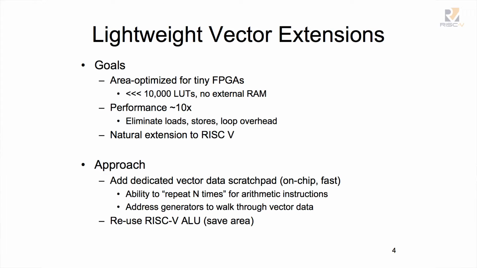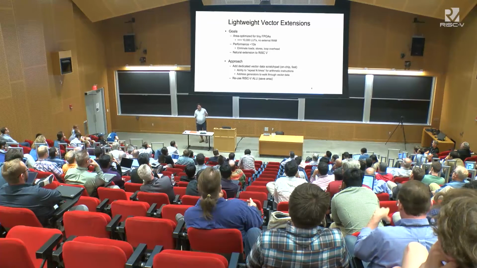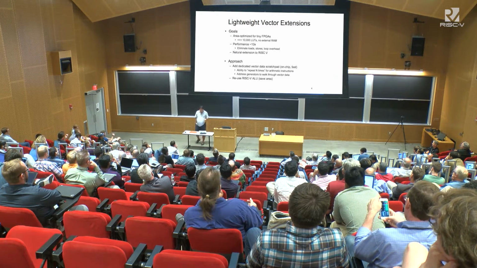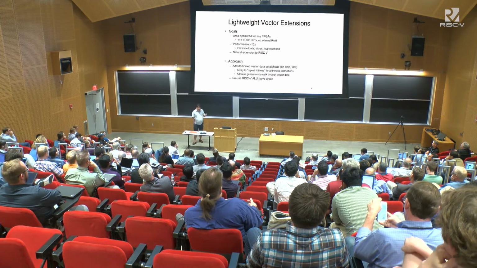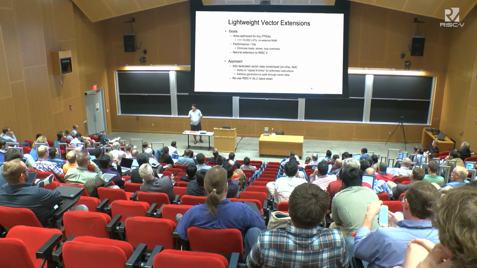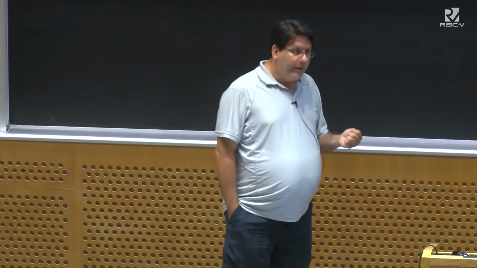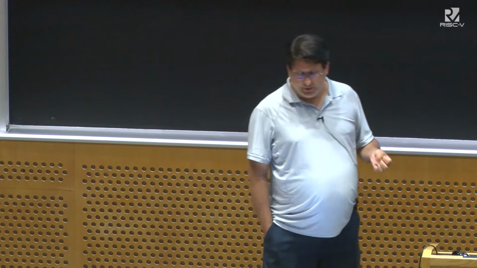So for the vector extensions, we have a number of goals. The first and foremost is that we're trying to produce lightweight vector extensions. So we want it to be area optimized for tiny FPGAs like that Lattice chip. I mean significantly less than 10,000 lookup tables in total. And we're not going to concern ourselves with using external DRAM or anything. This is for tiny embedded systems. We're going to set a goal of about 10x for performance, and we're going to do this not by parallelism, but mostly by eliminating redundant instructions like loads and stores, address calculations, and loop overhead. And we want it to be a natural extension to the RISC-V instruction set.